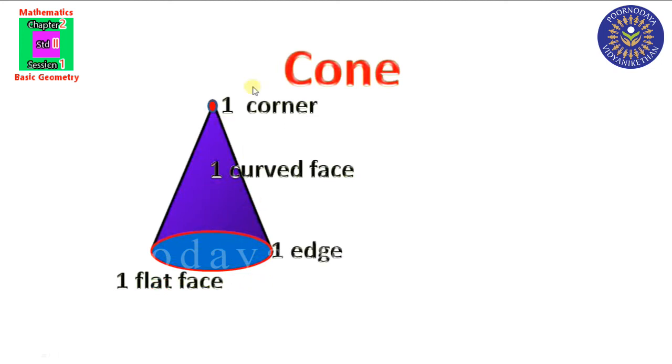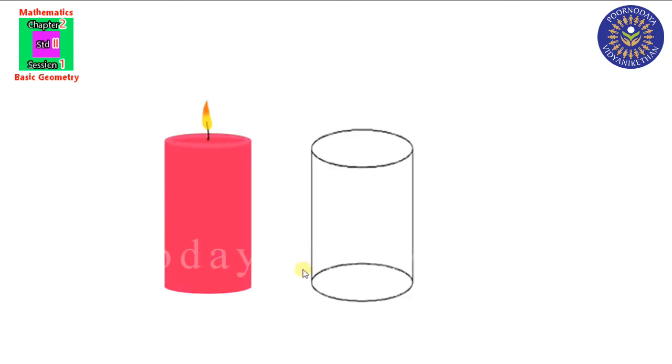Now look at the figure. A cone has one corner. A cone has one curved face. A cone has one flat face. A cone has one circular edge. Okay. Then next, look at this figure.